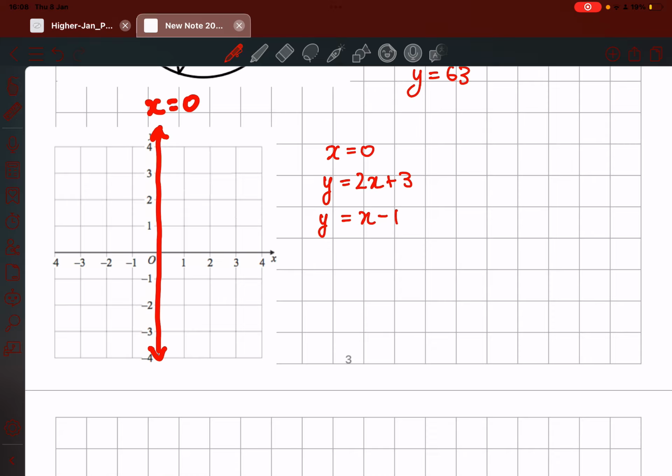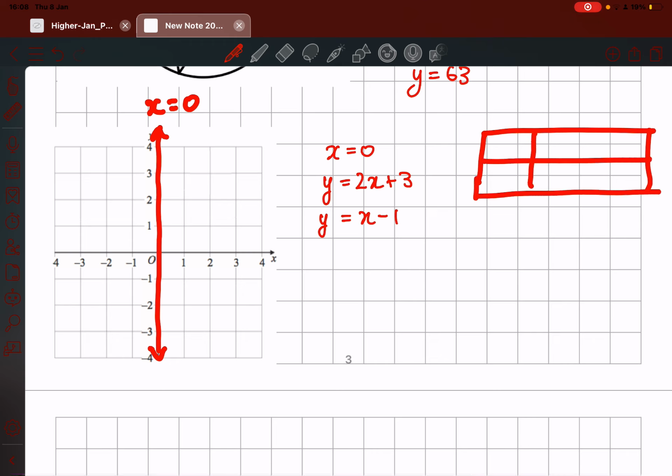For any graph, there are multiple ways of doing this. The easiest, or the one which you are less likely to make a mistake with, is the table method. So plug in 0, 1, 2, which are the easiest numbers you can use, into your equation. If I plug in x equals 0, I would get 3. X equals 1, I would get 5. X equals 2, I would get 7.